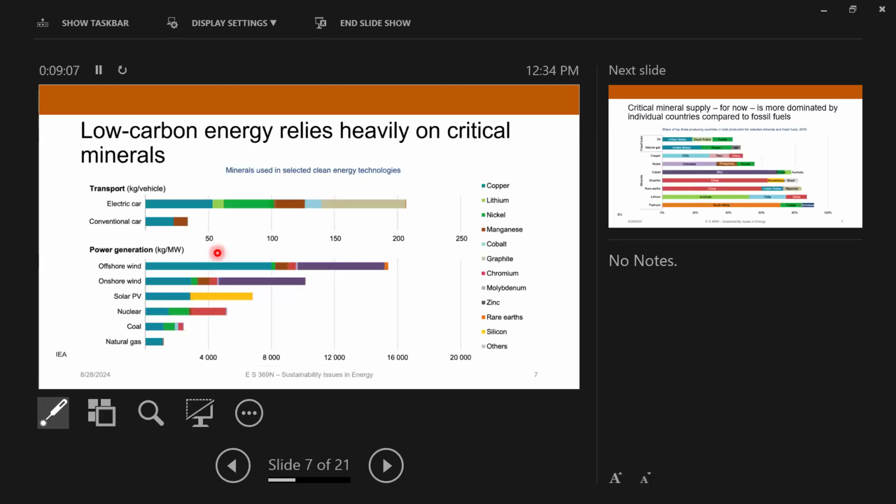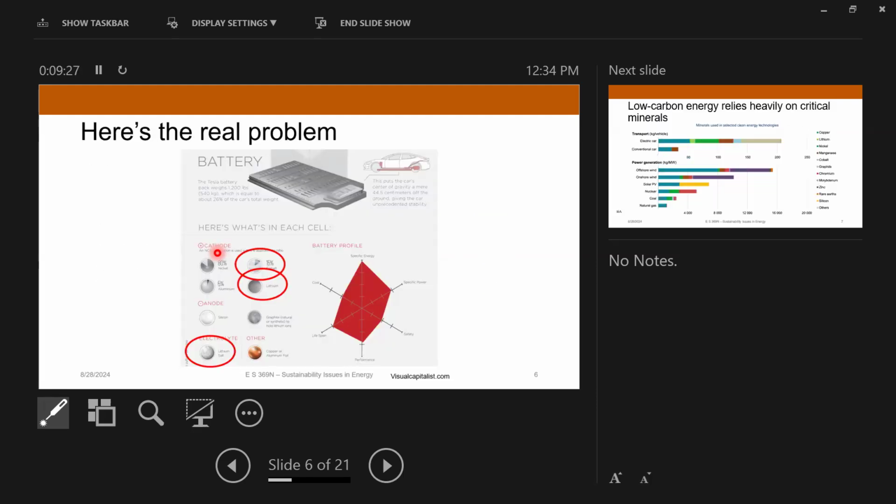All right, let's talk about critical minerals for a little bit. Critical minerals are any element or mineral that is necessary for energy production. So it doesn't just refer to renewable energy. Question back here.